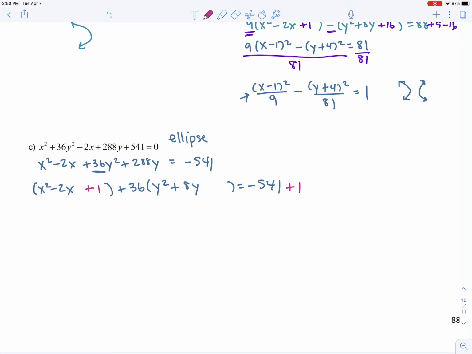Now let's go ahead and complete the square inside the parentheses. So for the first one, I'll add 1, and I'll make sure I add 1 to both sides. For the next one, I'll have to add b over 2 squared. 8 over 2 squared is 4 squared, so 16. 16 times 36 is 576. Okay, now we can factor. So I have x minus 1 squared plus 36 times y plus 4 squared equals negative 541 plus 1 is negative 540 plus 576 is 36.